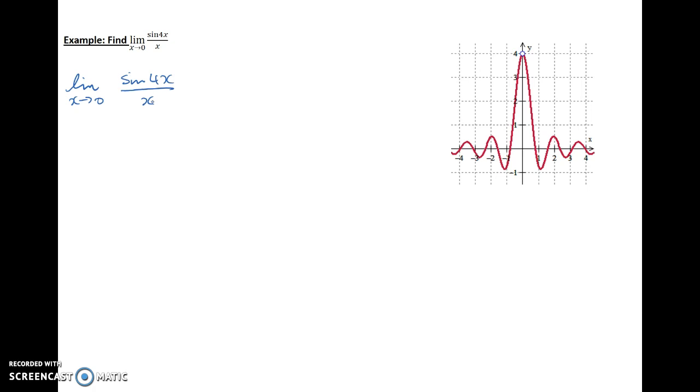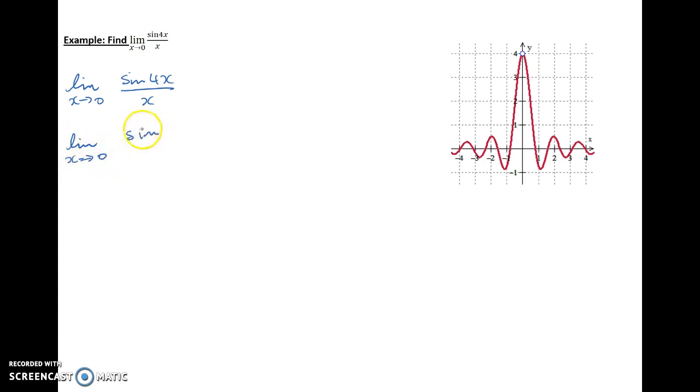Okay, remember that please. The argument of the sine function can't change. So if it's sine of 4x, it's going to stay sine of 4x. And we just need to change the other part of the expression. So the simplest way to do that is to multiply the bottom of this expression by 4.